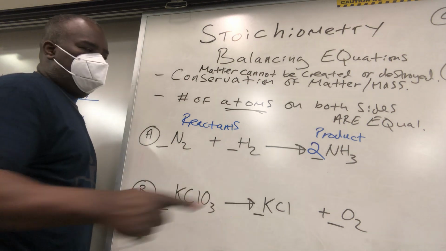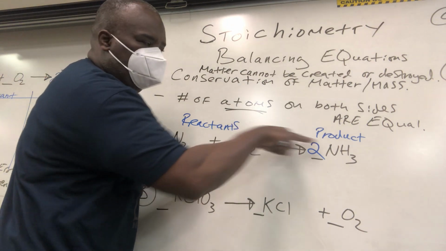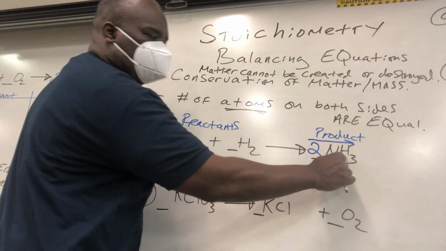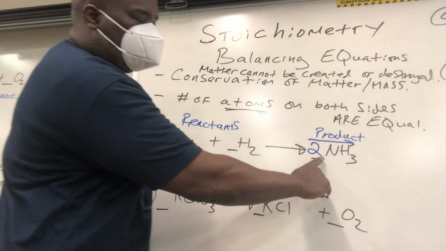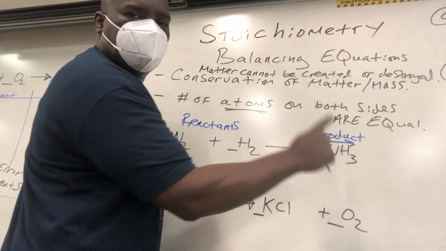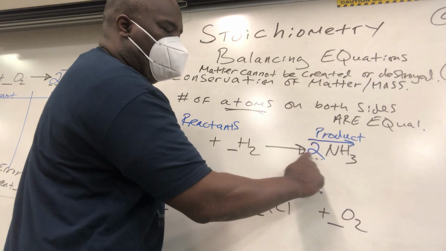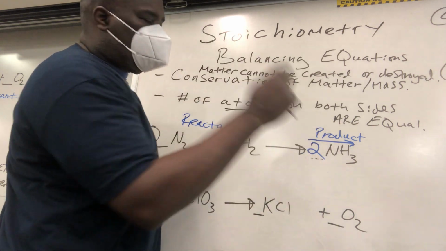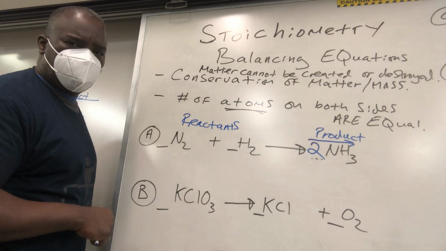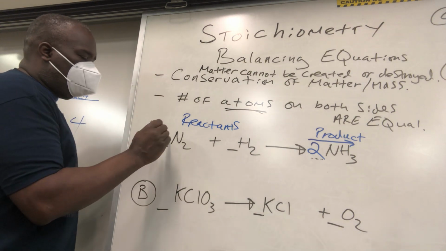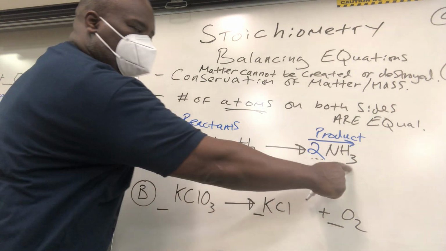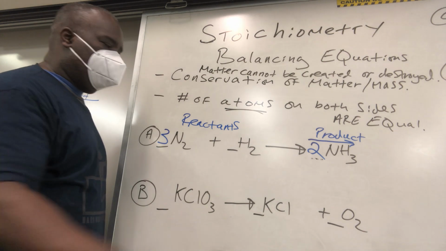But remember, this 2 coefficient distributes right through, okay? So it goes right through. It goes to the N and to the H, right? So now we have 2 times this 3 right here. You guys can see that? 2 times 3 is 6. We have 6 hydrogens, okay? Now, if we have 6 hydrogens on this side and only 2 on this side, what do you think we're going to do? We're going to put a 3 here, all right? 3 times 2 is 6. 2 times 3 is 6. Hydrogens are okay.